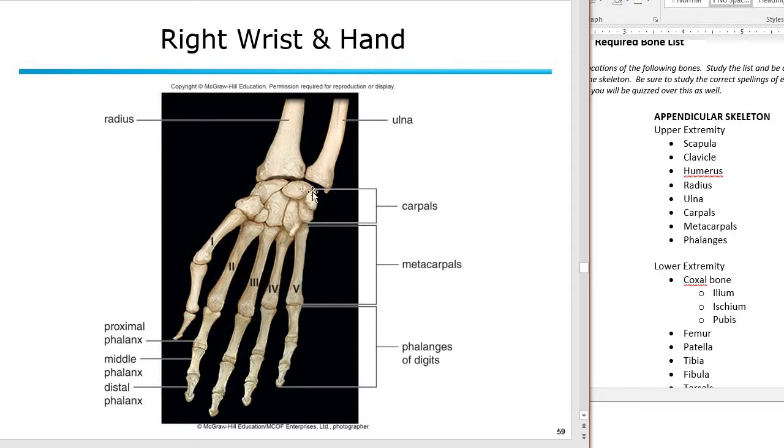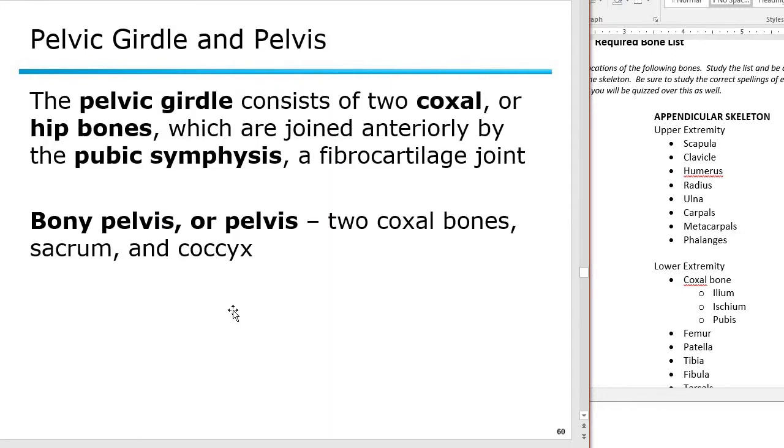We have the carpals of the wrist, and there are 8 carpals. You don't need to know all the individual carpals in this class. Then there you have your metacarpals, which are 5, and then your phalanges, 3, 6, 9, 12, 13, 14 in your hand. Okay, so that's the upper part.